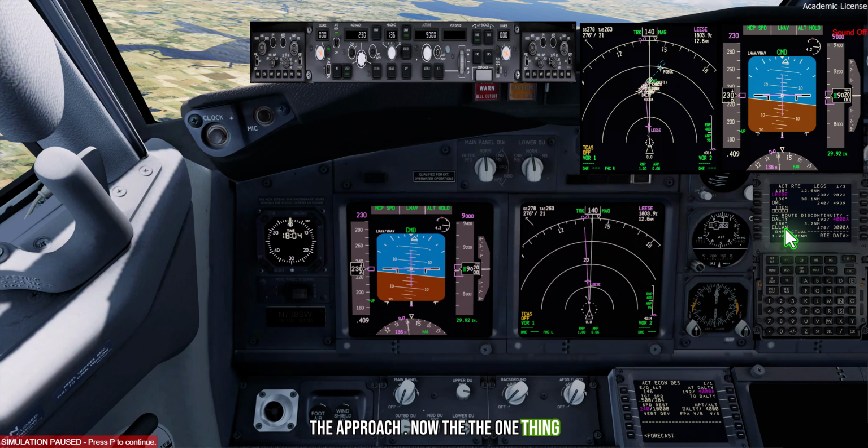Now, the one thing that we're doing here as we look at this, we have Lisi waypoint ahead of us, and then Orlando, and then we're going to get vectors to the approach. So I have all of that loaded, and I'm confident that I have the approach in the FMC. Now here's the other thing that I want to go over at this point.